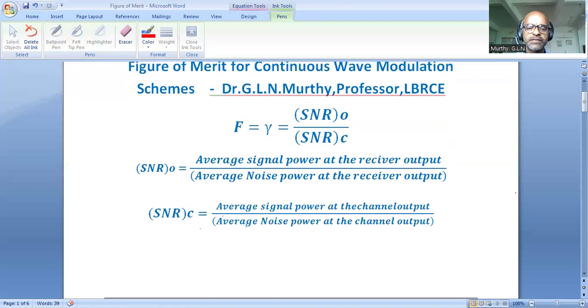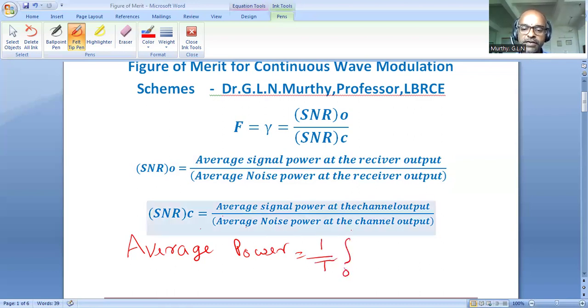From these two expressions, that is SNR of O and SNR of C, it is clearly known that we have to estimate the average power. It can be signal power or noise power. So before we go for that, we must know the expression for average power of any signal. The average power of any signal can be obtained from the time domain by using the expression 1 over T integral 0 to T x square of t dt. This is the standard expression which we have learned from our fundamentals of signals and systems. T is the time period.